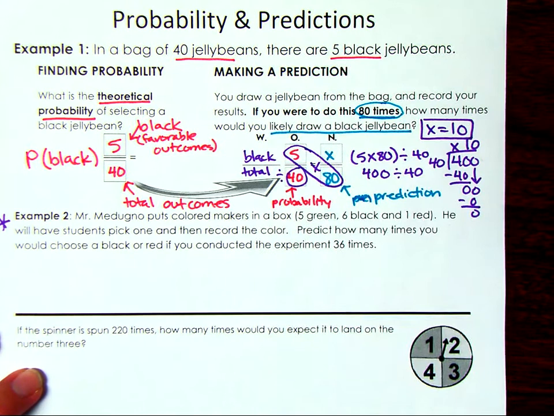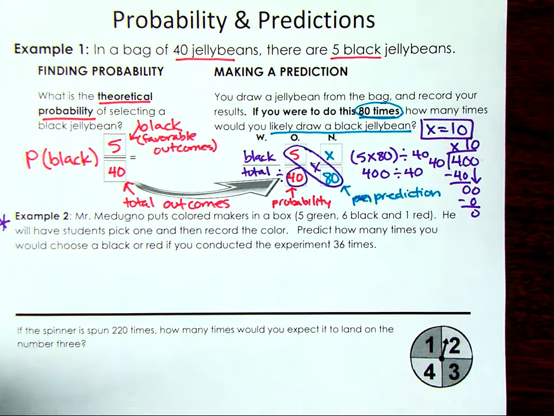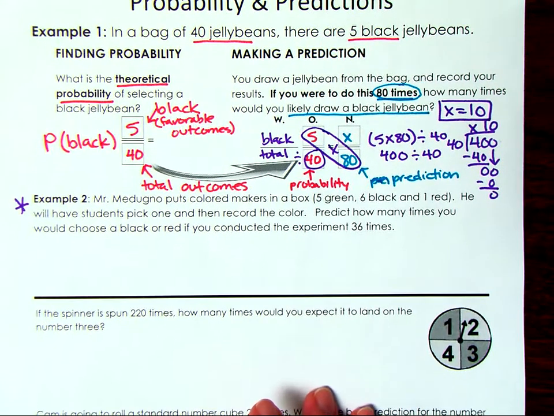Okay, so that's what that 10 represents. 10 black out of 80 total. Now, that doesn't mean you're going to get the black jelly bean 10 times out of 80. You could get it more, but in theory, that's what our prediction is. Okay, so let's look at a new type of example.